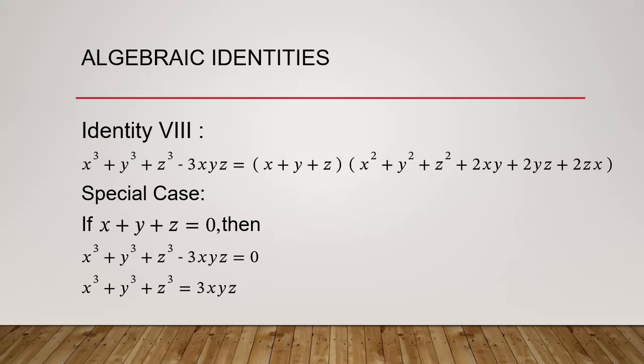Now, a special case: if x plus y plus z is equal to 0, what will happen? The right hand side will become 0. So what we will get? x cube plus y cube plus z cube minus 3xyz equals 0, or we can also write it as x cube plus y cube plus z cube equals 3xyz. This is a special case of identity number 8.